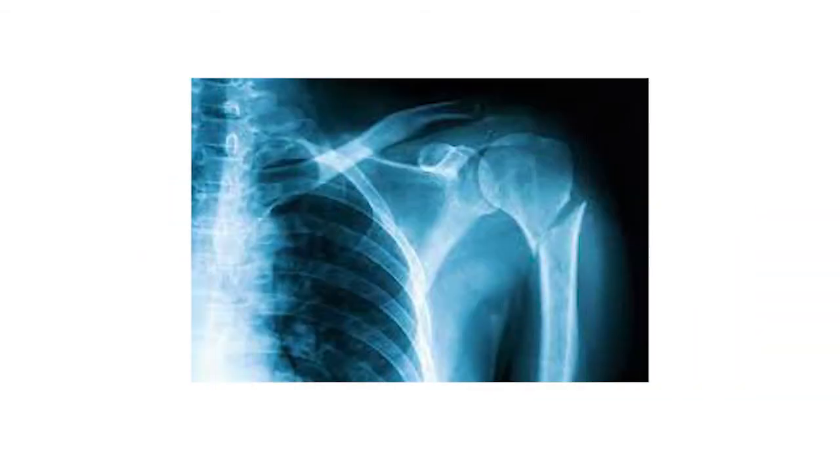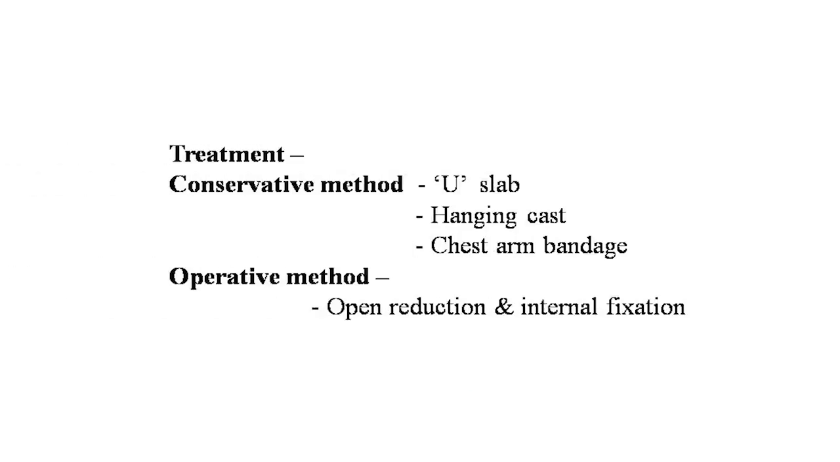This is another image showing the anatomical neck fracture, which is clearly seen. Now the treatment: there are two types of treatment. Conservative method: a U-slab should be given, and a hanging cast and chest arm bandage should be applied. And in operative methods, open reduction and internal fixation.